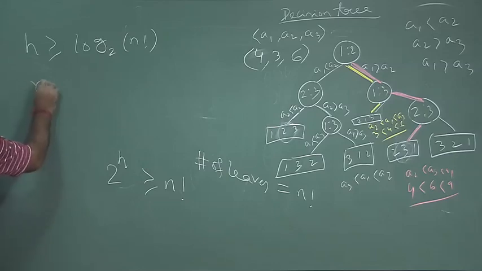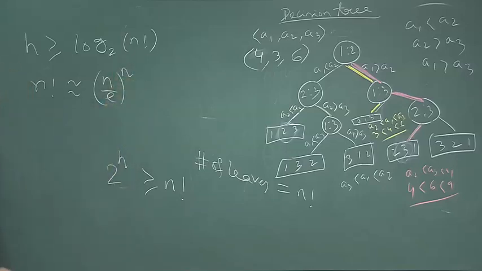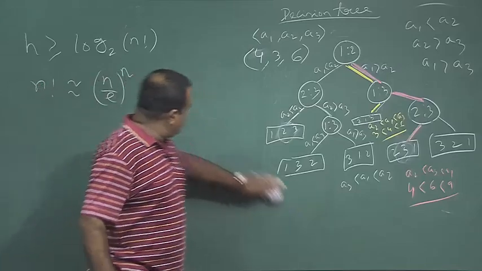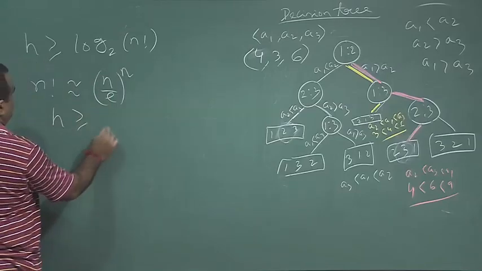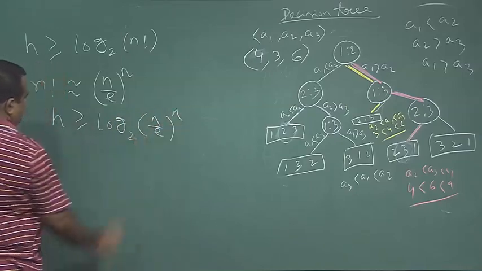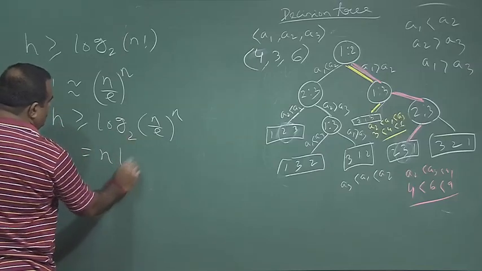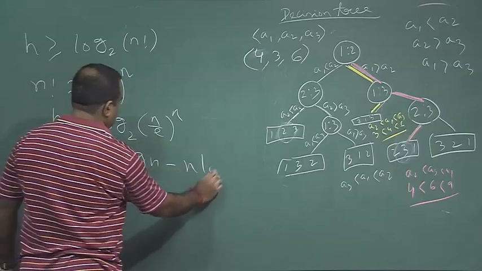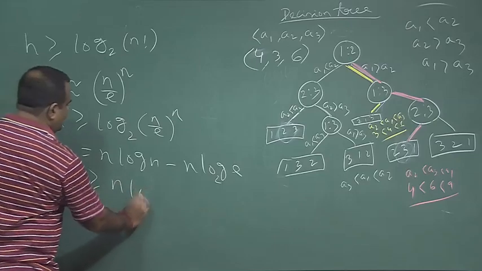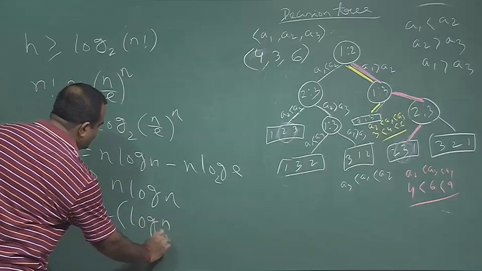Now, factorial n can be approximated by (n by e) to the power n. This is the Stirling formula. If we use this approximation, then h is greater than or equal to log of (n by e) to the power n, base 2. So, this we can take as n log n minus n log e base 2, which is basically greater than or equal to n log n. So, height is big omega of n log n.